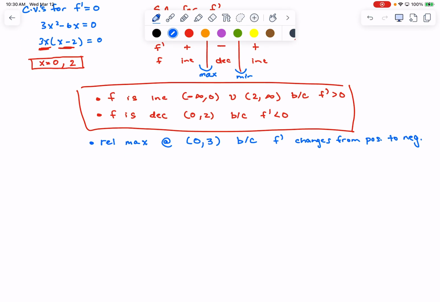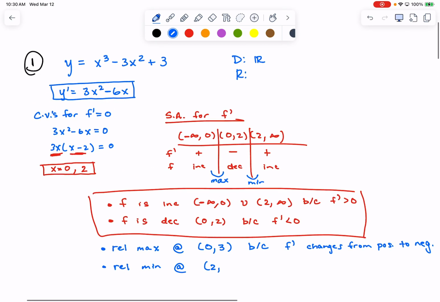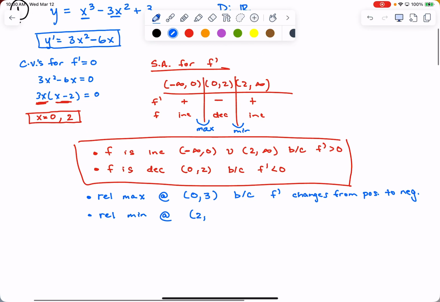All right, now relative min. Now, if you have more than one relative min and one relative max, you can include it in the same statement. So if there's two relative maxes, you can list them both and then write your reason. Relative min at 2, what? 2, negative 1. How'd you get that? Plug it in the OG. 2 cubed is 8. Minus 12 is negative 4. Negative 4 plus 3 is what? Negative 1. Is that correct? Because f prime changes from what?